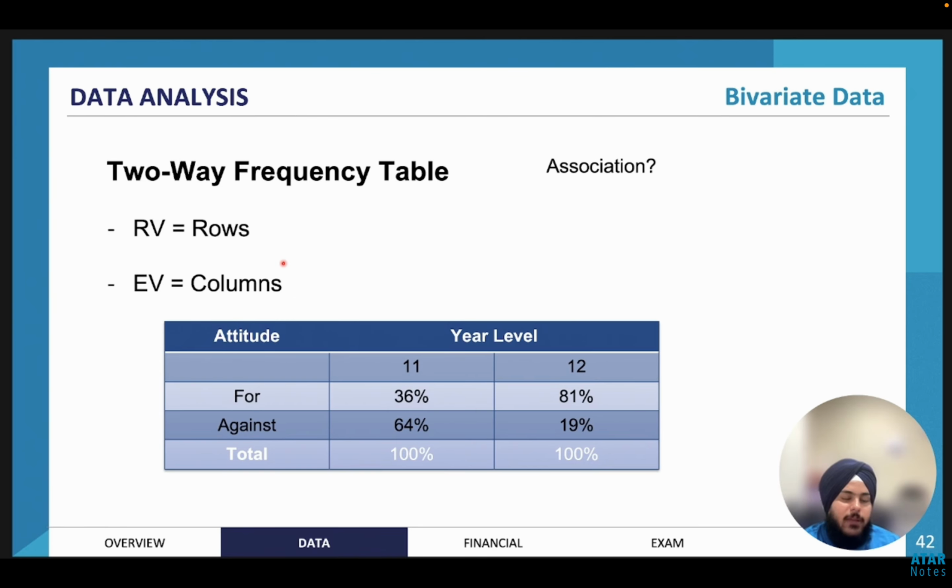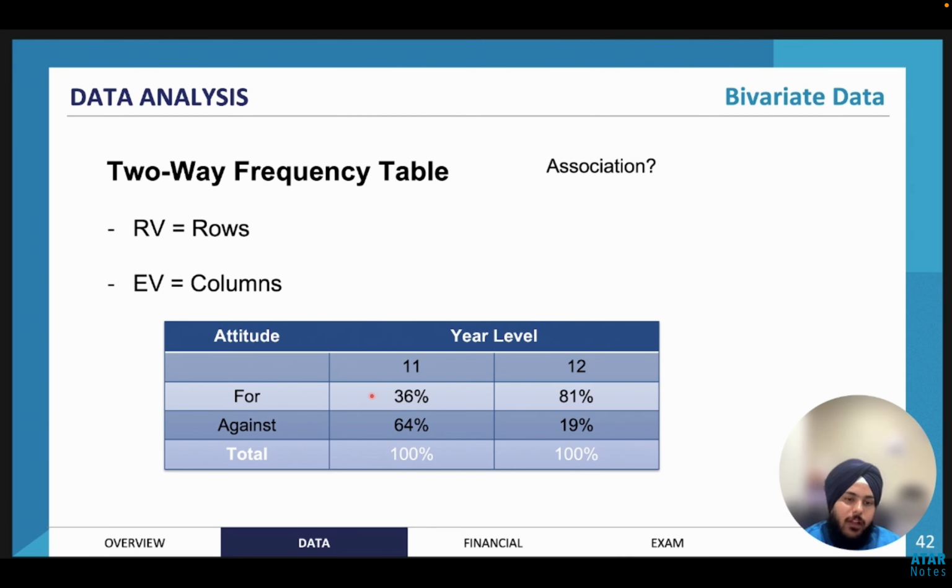Okay, next we have two-way frequency tables. So again, very similar to percentage frequency segmented charts. We have, again, two variables. One variable, usually the explanatory variable, is going to be on the left-hand side, and then the response variable on the top.